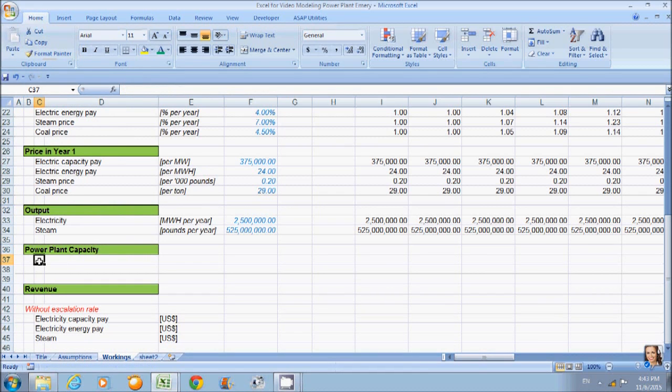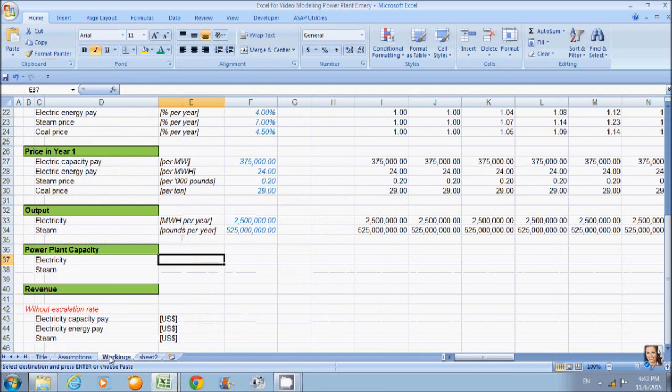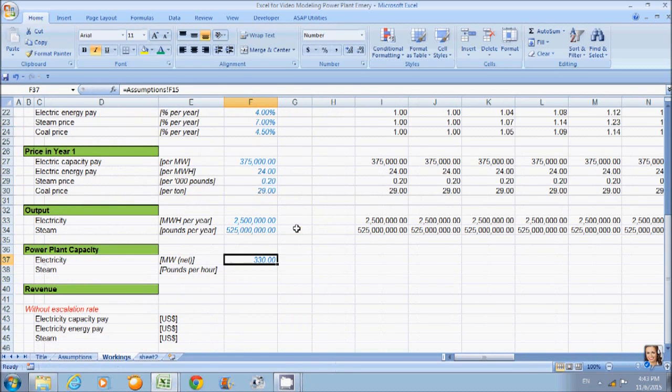Okay, and then you got electricity, and then you got steam. Okay, I don't know, just copy from here, I guess. Is that working? Yes, it's working. Okay, and then you just drag it down, and then here you just put F4. Okay, this is the same, you just put F4. Okay.